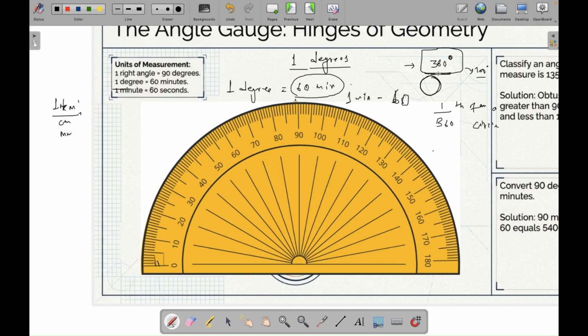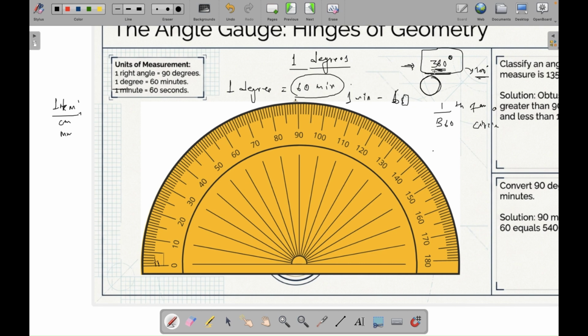The choice depends on what the application is. We use 360 because 360 has a lot of multiples. 360 can be divided by 2, 3, 4, 5, 6, 8, and then 10, 12. So a lot of numbers can be a factor of 360. But 100 has limited factors.